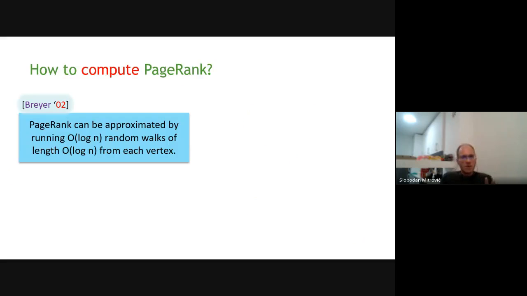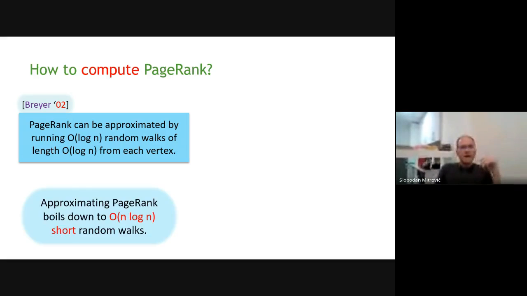Okay, good. So the question now is how to compute PageRank. Here is a result from 2002 that essentially tells you that approximating PageRank boils down to computing n log n short random walks. In fact, you need to compute roughly log n random walks from each vertex. Okay, so this is very nice. It means that now we can reduce the task of approximating PageRank to the task of computing lots of short random walks from each vertex simultaneously in the graph.